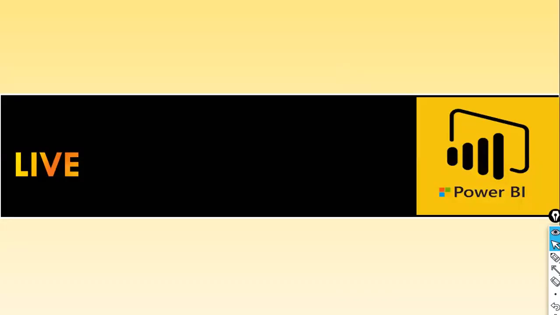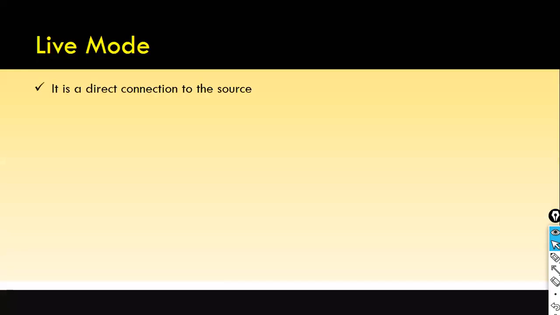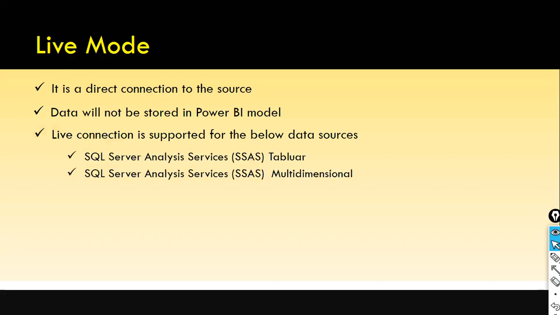So live connection is also a direct connection to your data source, like direct connectivity mode. In the case of live mode, like direct query mode, the data will not be stored in your Power BI model. But the limitation with live mode is you can use a live connection only with SSAS tabular, SSAS multidimensional and Power BI service. You cannot use it with any other source system. Only these three source systems are supported in live mode.